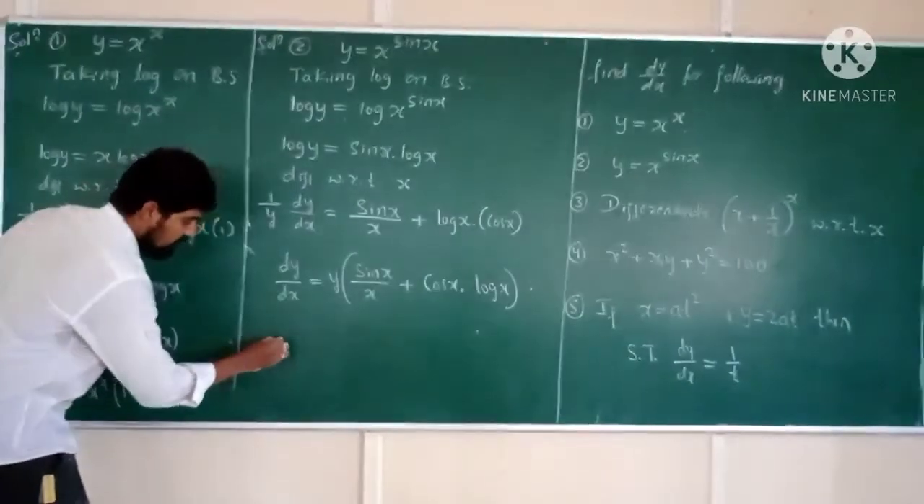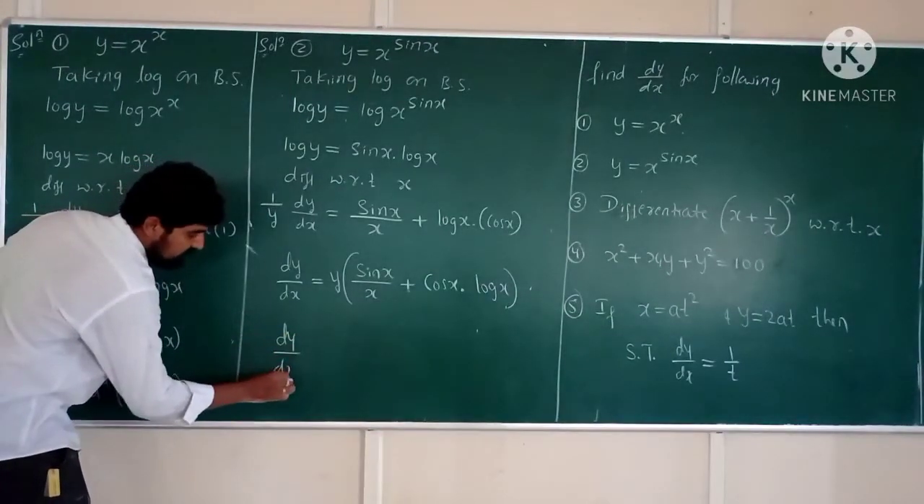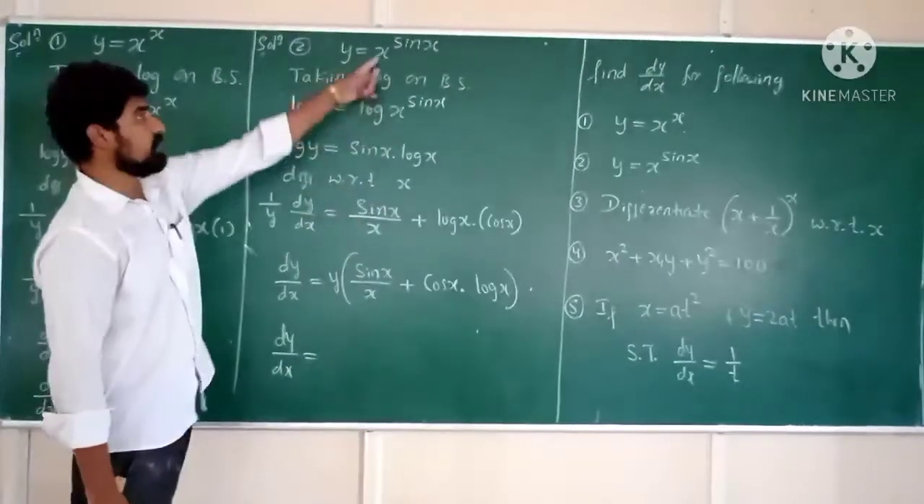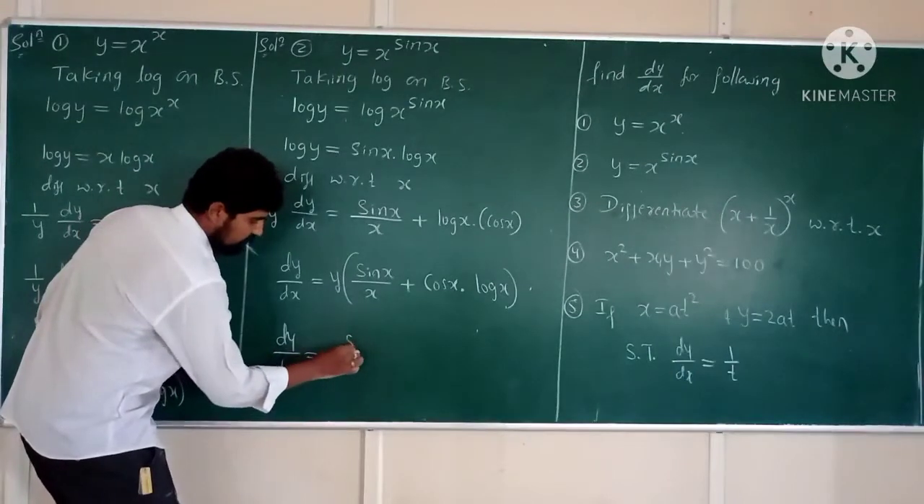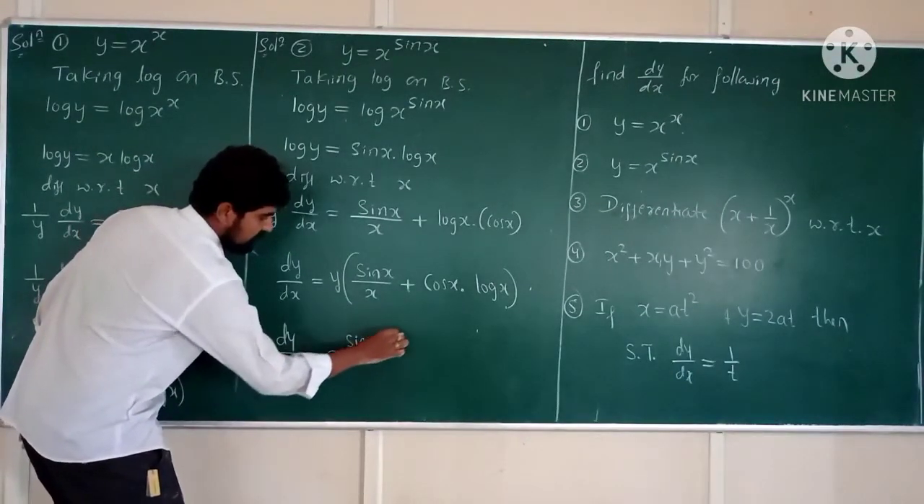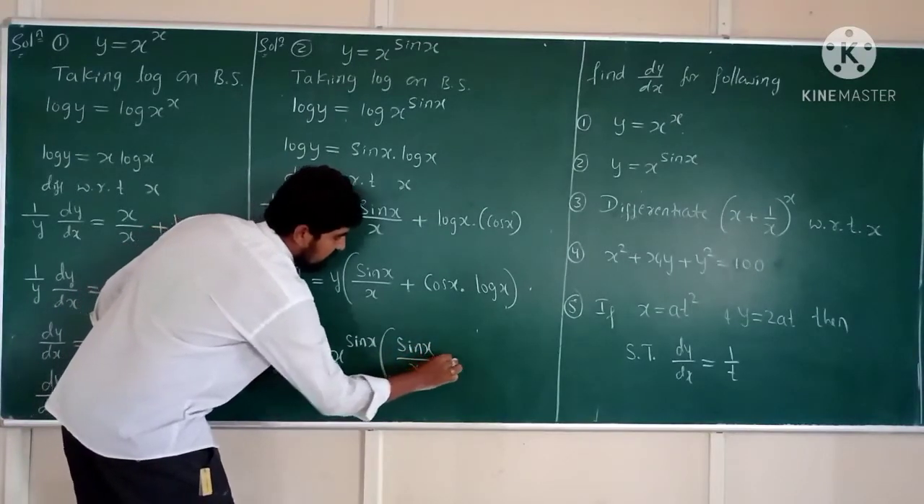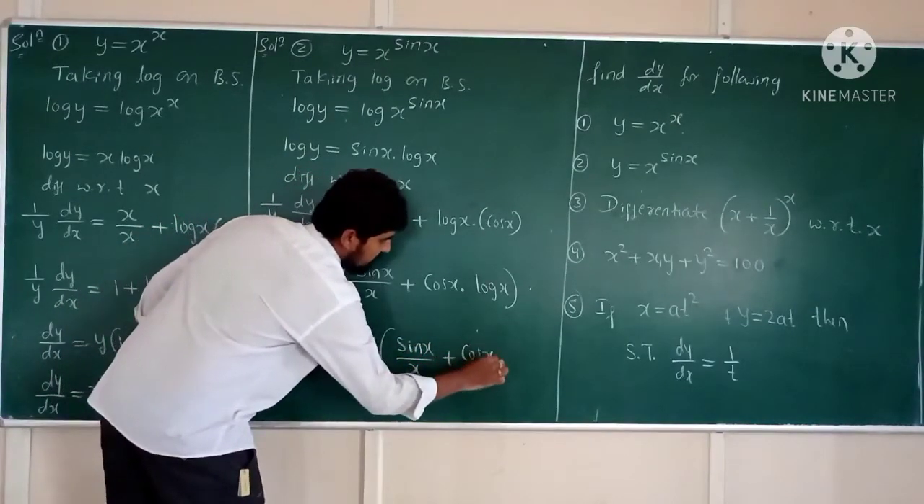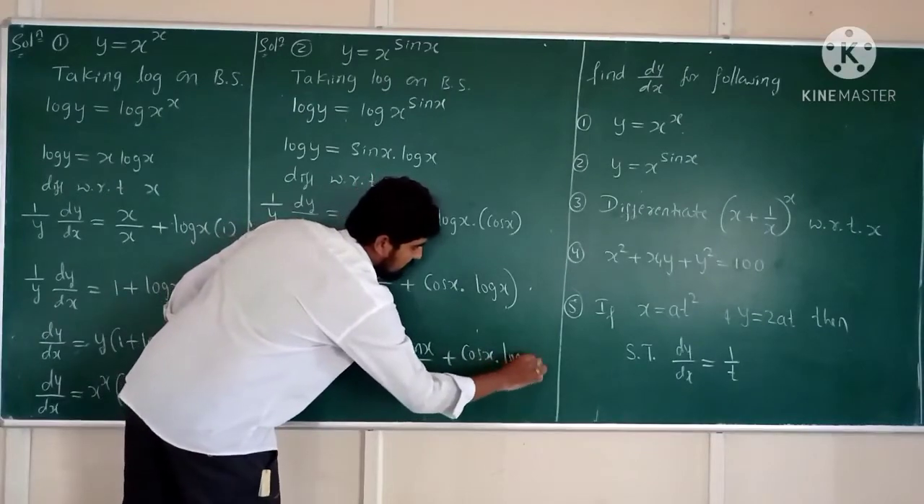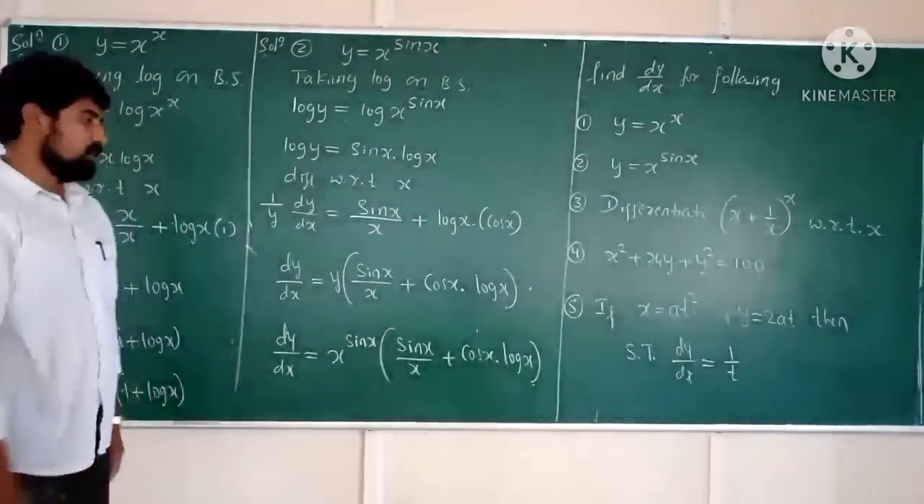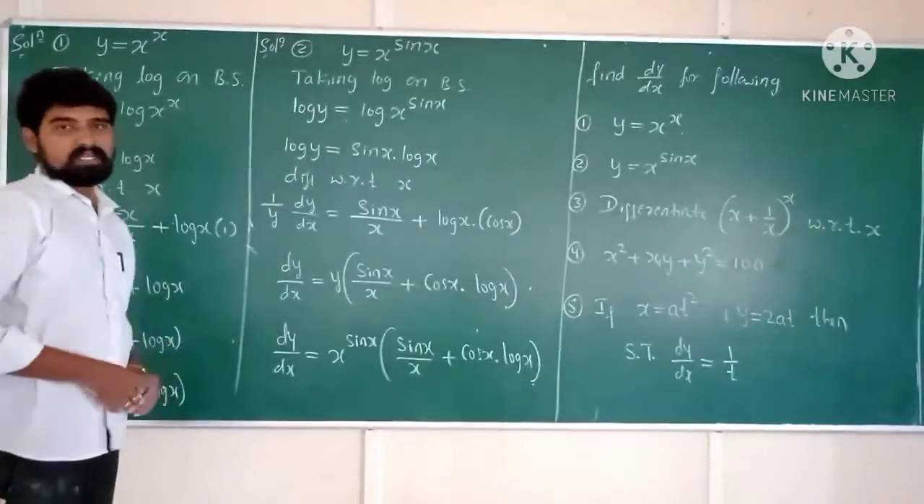Hence the final answer for dy by dx is, the value of y is x power sin x. So x power sin x into sin x divided by x plus cos x into log x. I hope all of you understood. If possible, take a note.